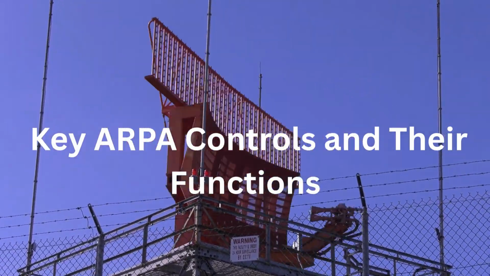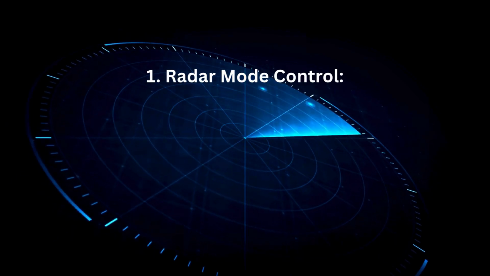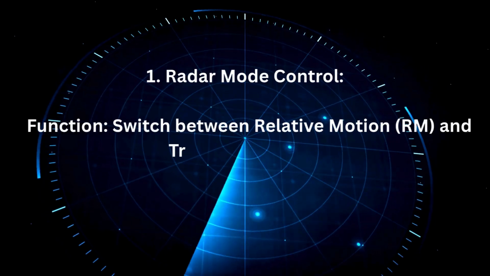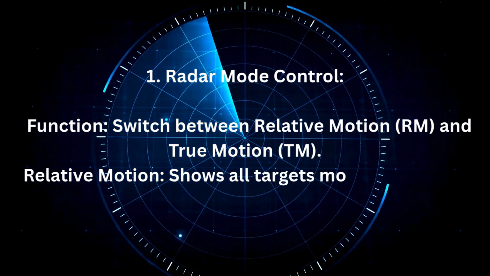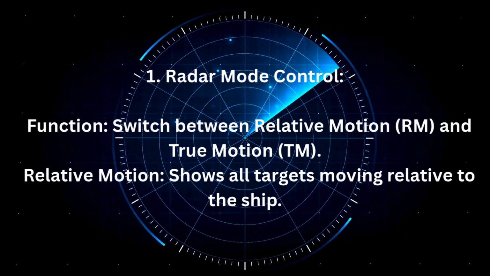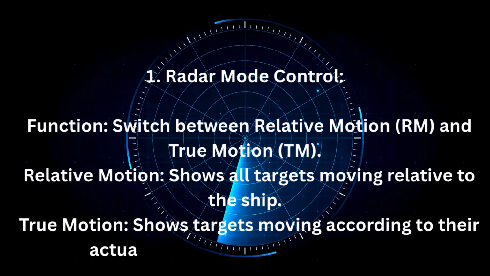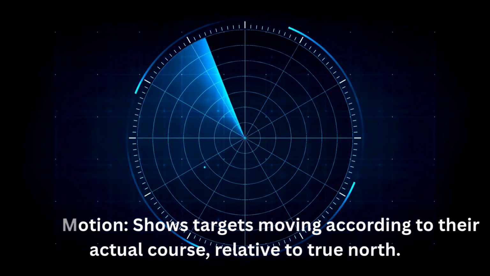Key ARPA controls and their functions. Here are the key controls in the ARPA system. 1. Radar mode control. Function: switch between relative motion, RM, and true motion, TM. Relative motion shows all targets moving relative to the ship. True motion shows targets moving according to their actual course relative to true north.